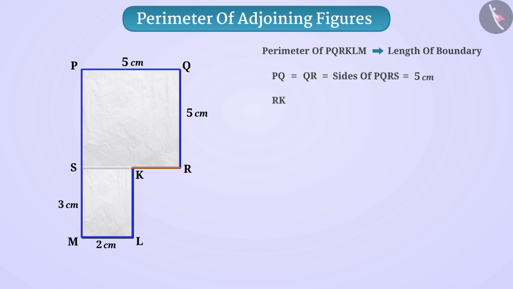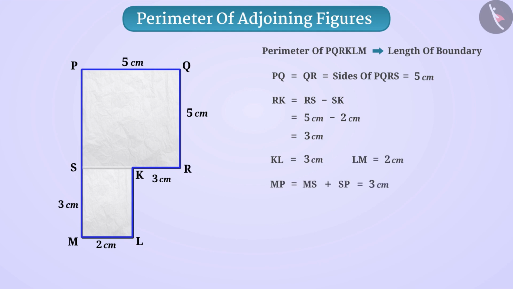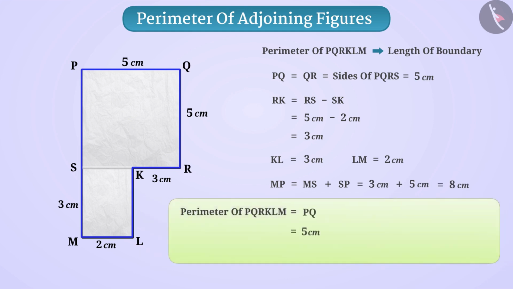Absolutely right. RK is equal to RS minus SK is equal to 5 cm minus 2 cm is equal to 3 cm. KL is equal to 3 cm. Similarly, LM is equal to 2 cm. Similarly, MP is equal to MS plus SP is equal to 3 cm plus 5 cm is equal to 8 cm. In this way, the perimeter of figure PQRKLM will be PQ plus QR plus RK plus KL plus LM plus MP is equal to 26 cm.